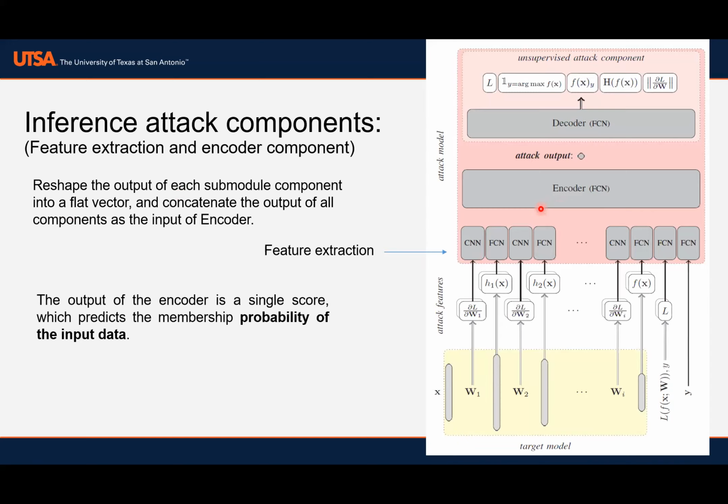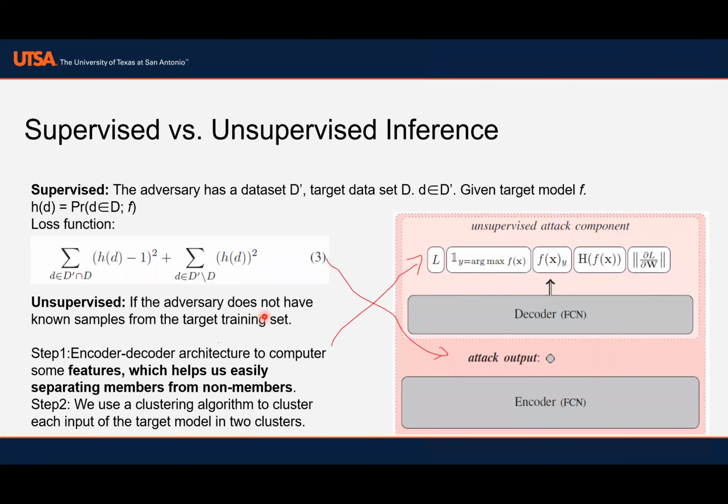And for the supervised membership inference, the output of the encoder could be the membership probability of the input data. And if the adversary does not have known samples from the target training set, it's the unsupervised inference. There are two steps.